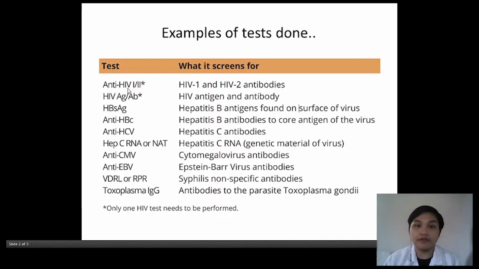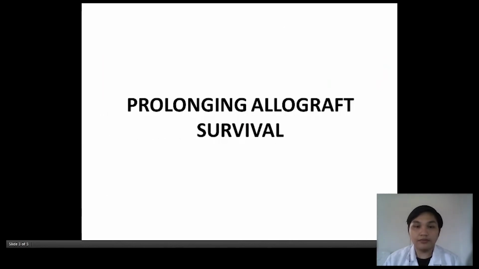These are the examples of tests that are done. There's anti-HIV 1 or 2, which is done to screen for HIV1 or HIV2 antibodies. There's also anti-CMV, which is done to screen for cytomegalovirus, and anti-EBV for Epstein-Barr virus, and so on. Next, I will continue to present the ways to prolong allograft survival.